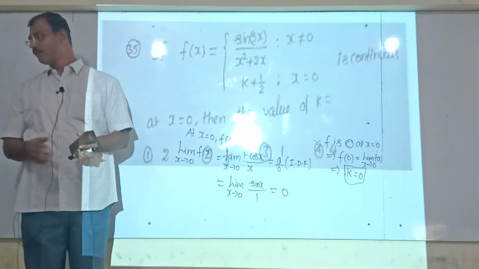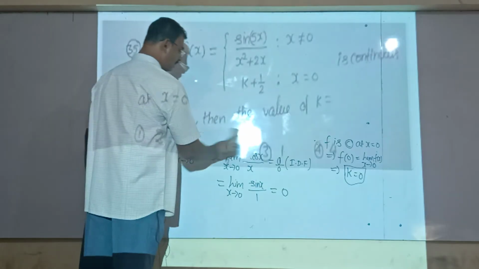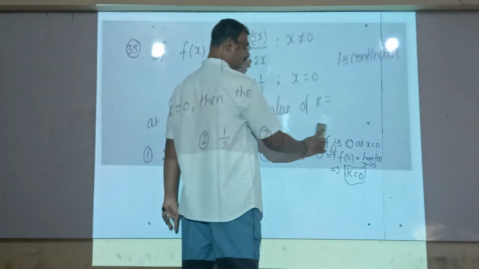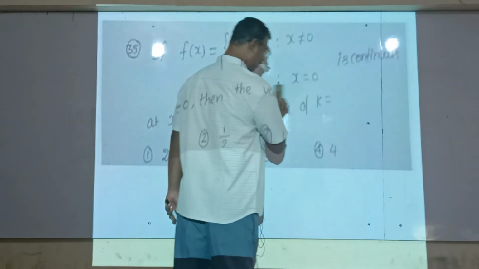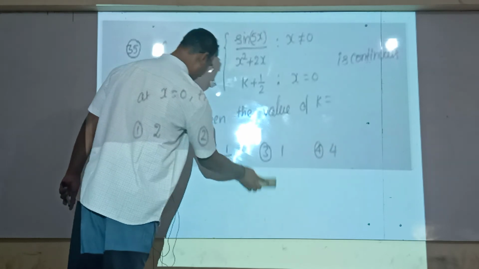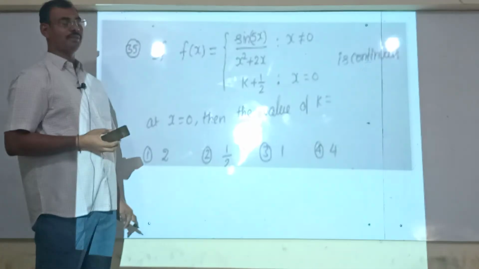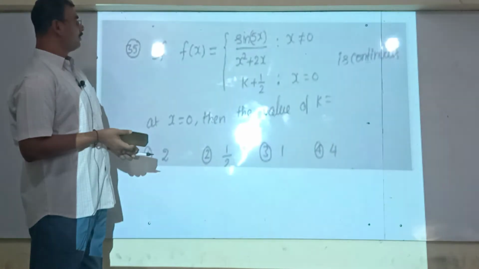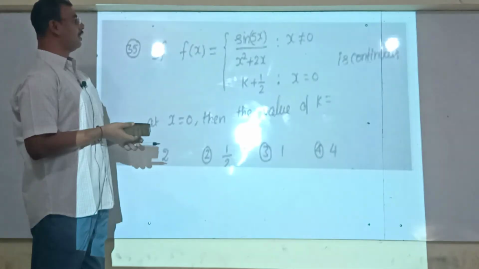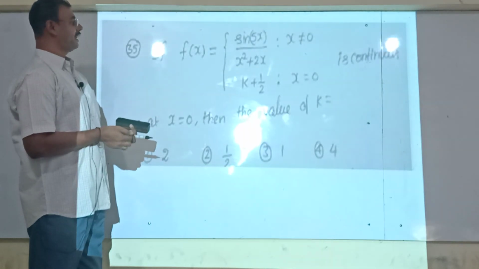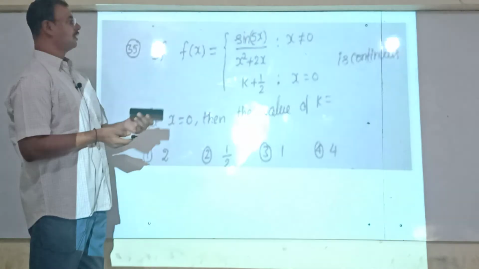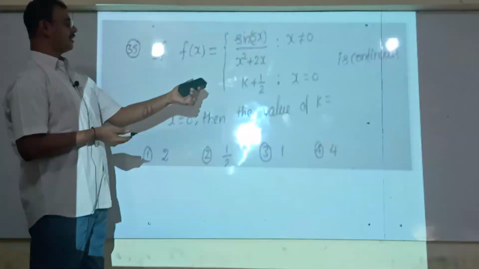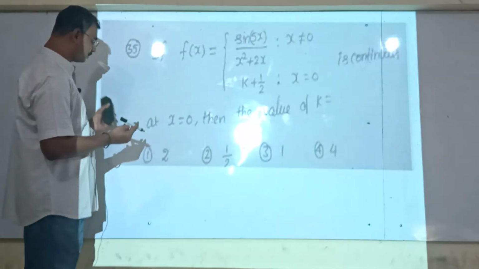Next problem. See the next question. Here we use the L'Hospital's rule only. Very easy. What is the rule? Differentiating numerator and denominator separately until we get a finite value. So next question: f of x is equal to sin of 5x divided by x square plus 2x when x is not equal to 0. When x is equal to 0, f of x is equal to k plus 1 by 2.